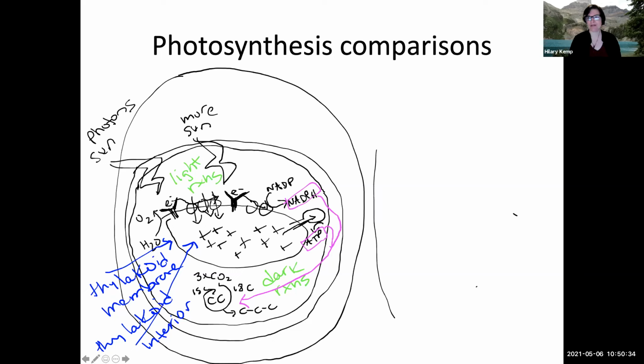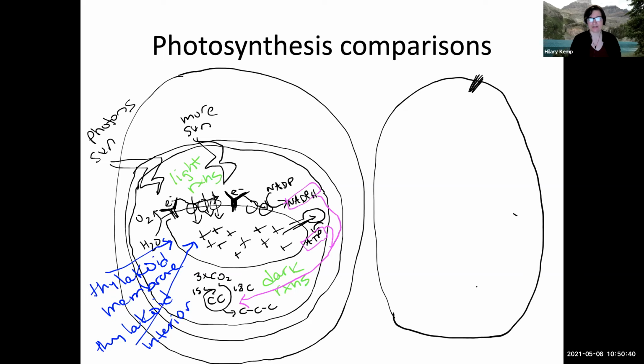Let's look at what happens in a prokaryotic cell. So we have just one membrane, cell membrane. That's where the photosystems are. They're being energized by light. The electrons are being stolen from water, making oxygen. This is why oxygen is produced. And then they're energized, put through the electron transport chain that's sitting in the membrane.